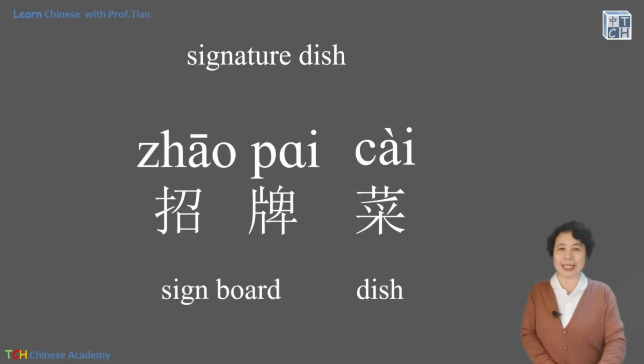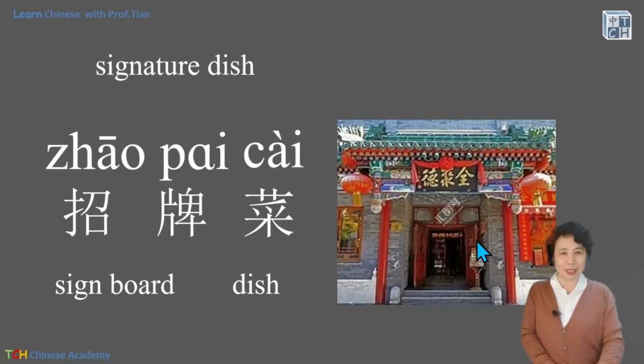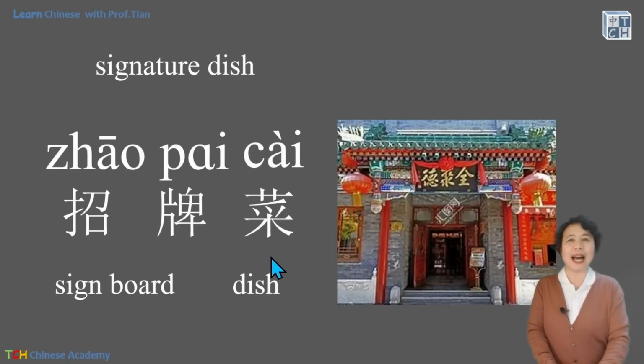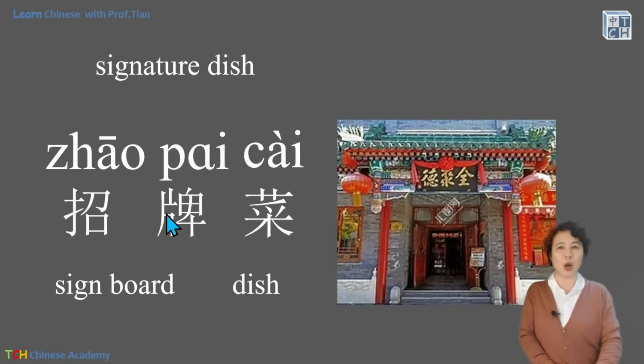Now let's take a look at the 招牌菜 of this restaurant. Here this board is the 招牌, the signboard, and it says 全聚德, and this is the name. This is the signboard for a very well-known Chinese dish, which is called the Beijing roast duck, 北京烤鸭. So when we see this signboard, we know their best dish is the Beijing roast duck, so we can say 招牌菜.